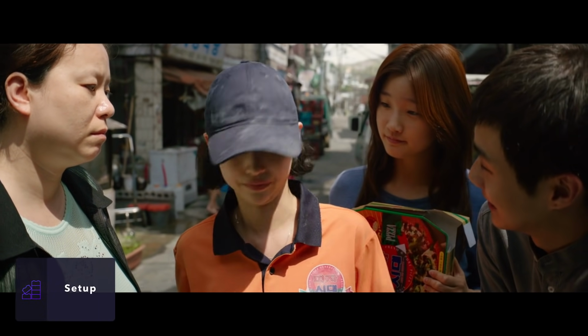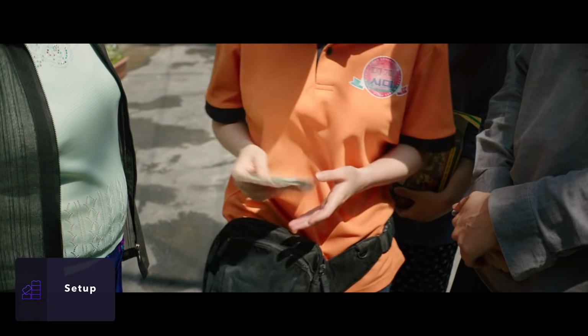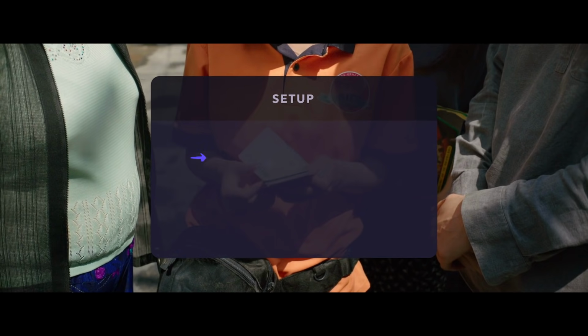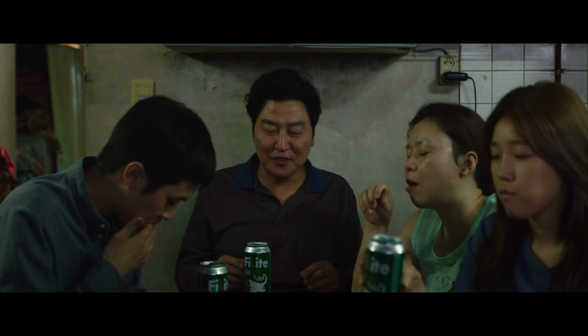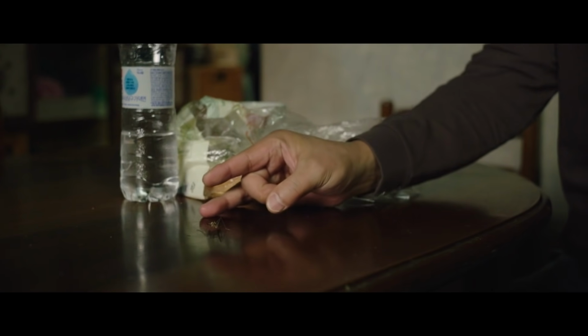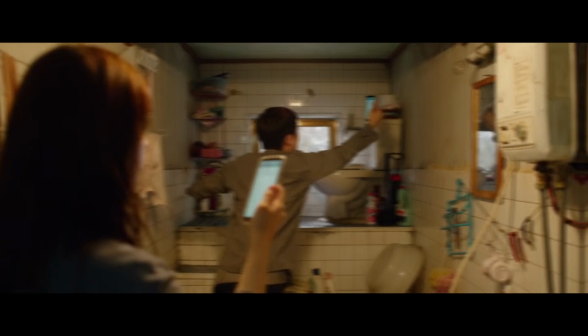It also conveys his smarts, which will come into play shortly. Despite his attempts to get someone fired, we empathize with Gi-woo. At this point, we know what he wants and what he's willing to do to get it. There are similar scenes that help set up the other members of the Kim family, their past, their unique skills, and perspectives. All of these scenes lead us to the next beat.